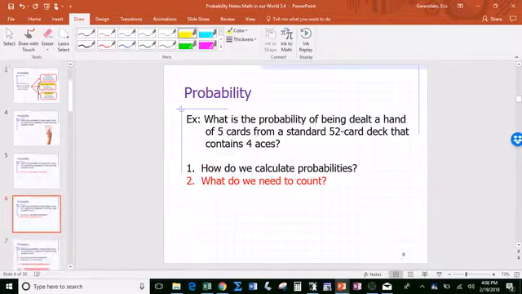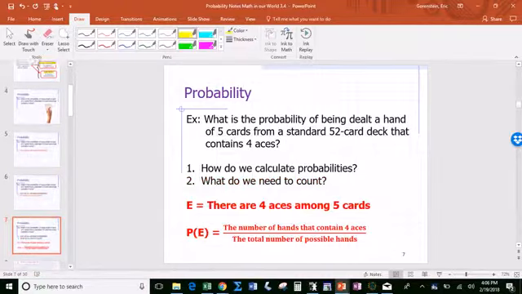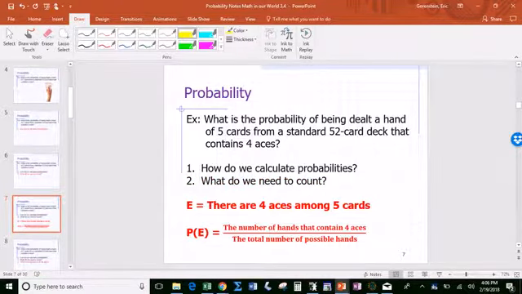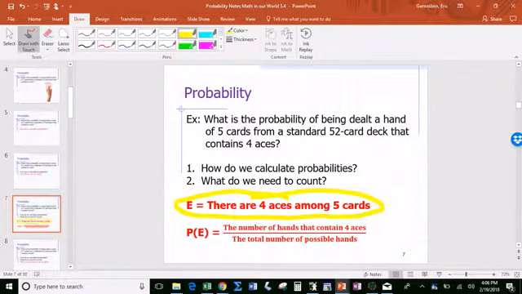Next, what do we need to count? Here our event is there are 4 aces. So this is what we're looking for, the probability of this happening: there are 4 aces among 5 cards. Like I was just saying, the definition of probability says the probability of this happening is the number of ways it could happen, so the number of hands that contain 4 aces, divided by the total number of possible hands. So these 2 things we have to count.